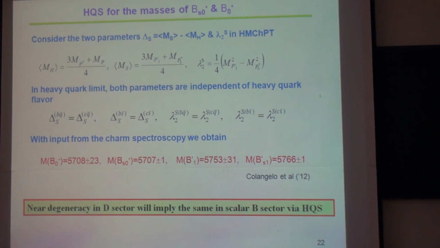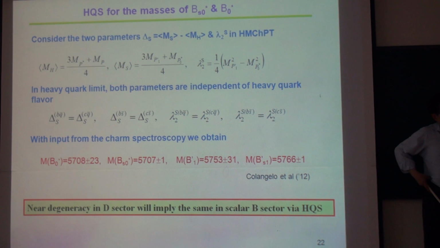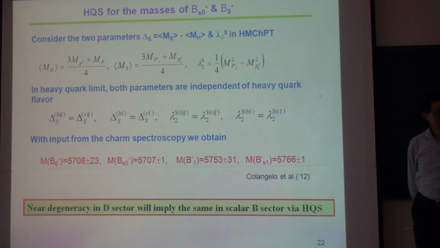So far you only discussed the scalar. Near mass degenerate scalar, but for the pseudo scalar, we know they are split by about 100 MeV, and also for the vector, and for the pseudo vector it is about 30 or 40 MeV. Can you explain this?